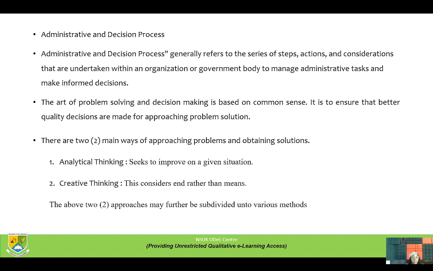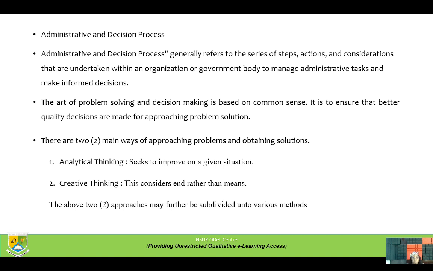Administrative and decision process. The administrative and decision process generally refers to the series of steps, actions, and considerations that are undertaken within an organization or government body to manage administrative tasks and make informed decisions. The art of problem solving and decision making is based on common sense. It is to ensure that better quality decisions are made for approaching problem solutions.